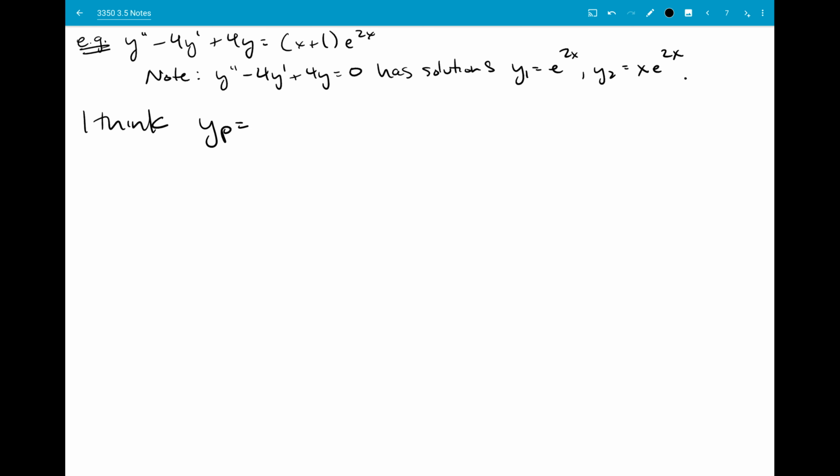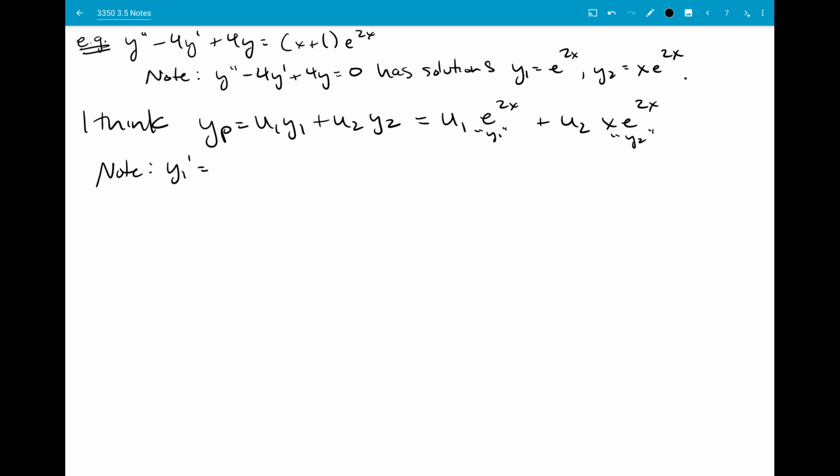But I think yp should be equal to u1 y1 plus u2 y2. And so my y1 and y2 I've already been given: u1 e to the 2x plus u2 x e to the 2x. In general, when you have this type of problem, you'd have to find your own y1, y2. Now I know that when I do this formula for u1' and u2', I'll need derivatives of y1 and y2.